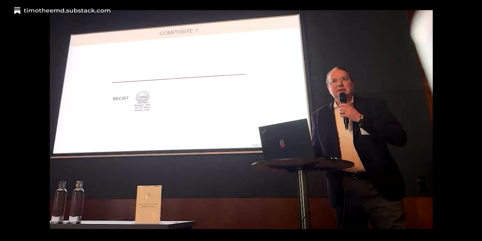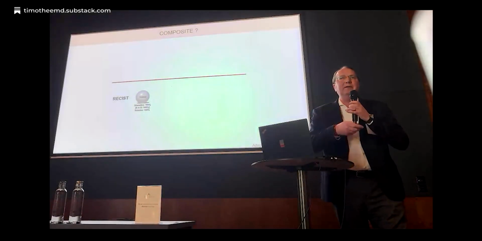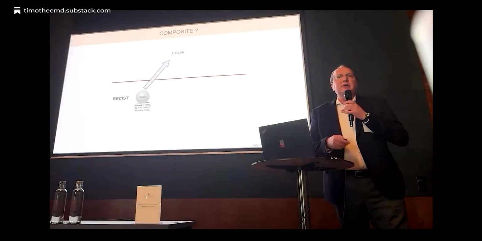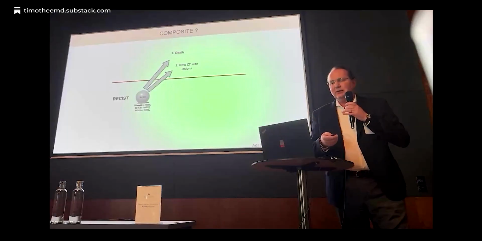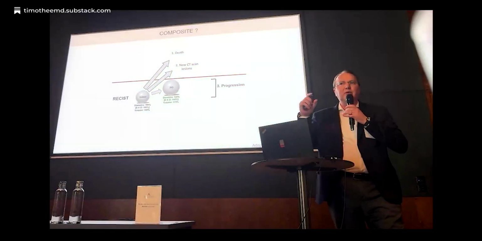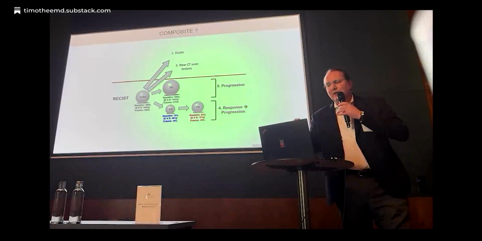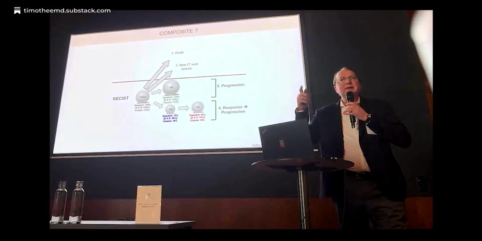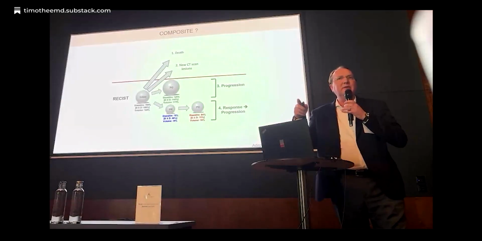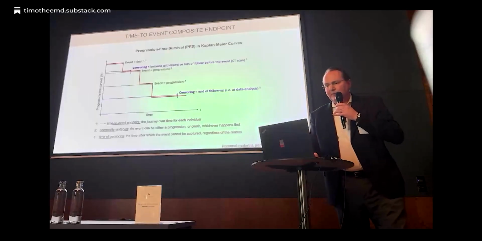So PFS is a composite endpoint. What does that mean? That means that you have many types of events that can count as an event. You have death, that's why it's called progression-free survival, but also new CT scan lesions, or progression based on a CT scan threshold. Classically, the 20% increase in diameter is a progression, or you have first a response and then a progression. So all these can count as an event, whichever occurs first. And this is very important, because when you see the curve, it's not written whether the event was a death or an asymptomatic progression.